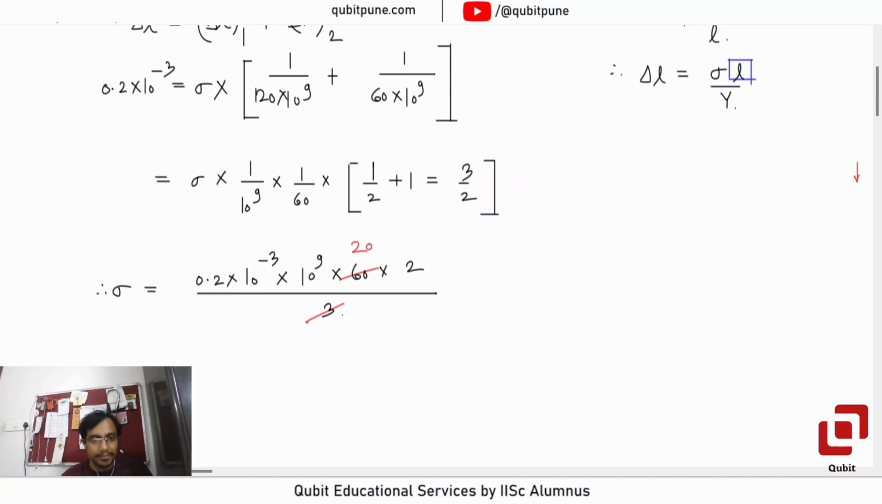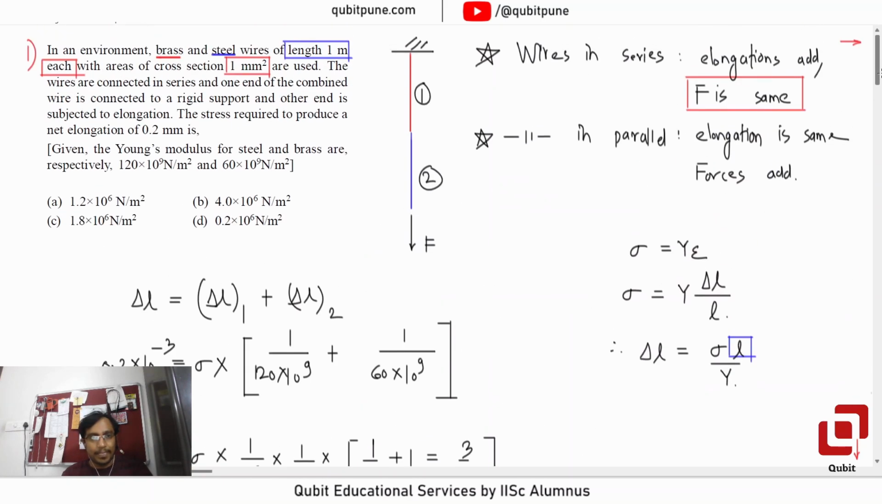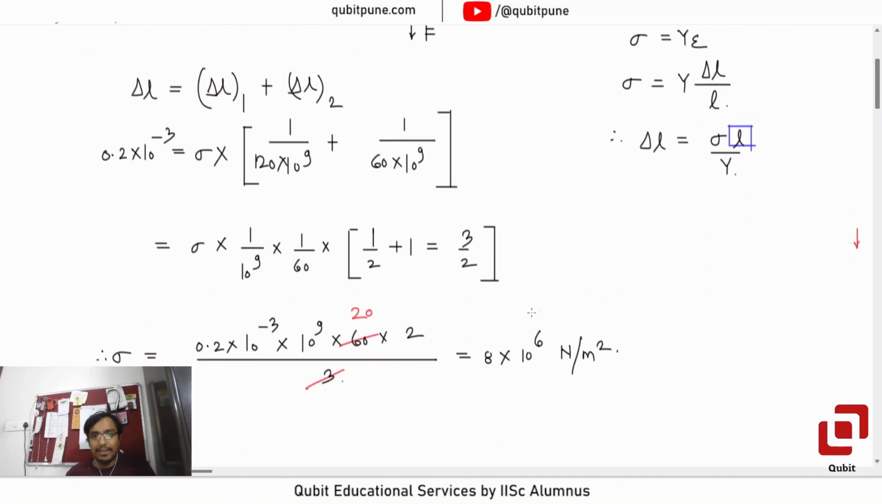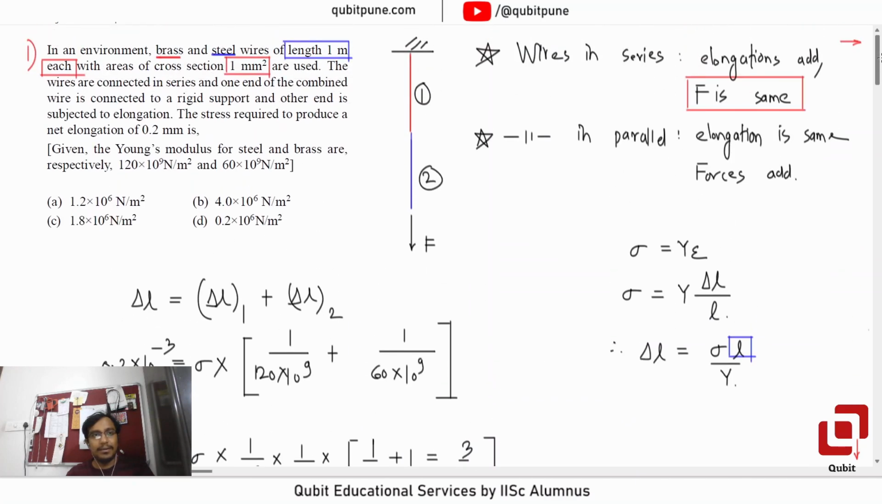It's 20. Now this 20 and here we have got 0.2, so they effectively make 4. 4 into 2, that is 8, into 10 raised to negative 3 plus 9, so 10 raised to 6 Newton per meter square. For this MCQ, none of the options is right. The correct value of the stress is 8 into 10 raised to 6 Newton per meter squared. Okay, clear?